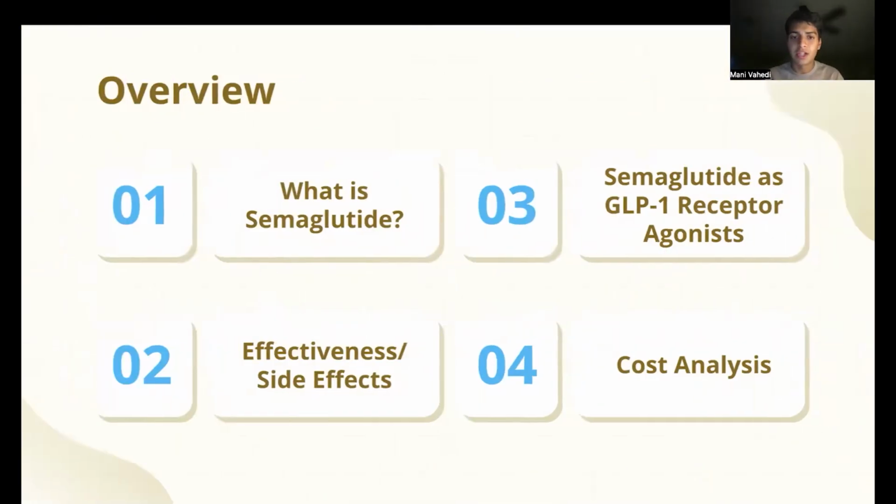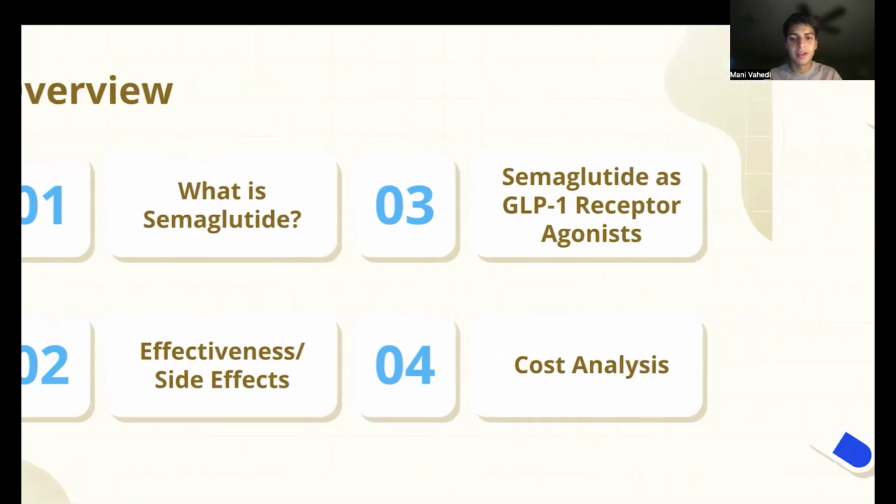So, overview of the presentation. First, we'll look at what is semaglutide, before we dive into information about it. Then we'll look at its effectiveness and side effects. Then we'll look at semaglutide as a GLP-1 receptor agonist, and we'll go on to say what that really means. And then we'll look at a cost analysis of semaglutide.